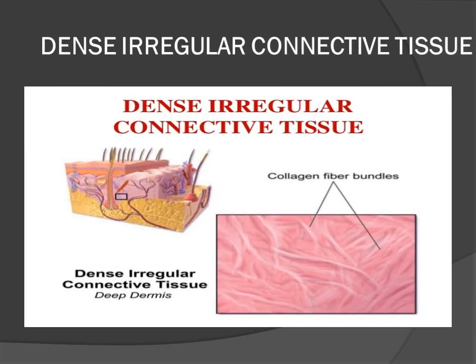So this is a figure of dense irregular connective tissue. Can you watch this figure? Here also the collagen fiber is present as bundles, but it is not arranged in a regular manner. Can you differentiate regular as well as irregular? Here the fibers are collapsed, right? Fine.